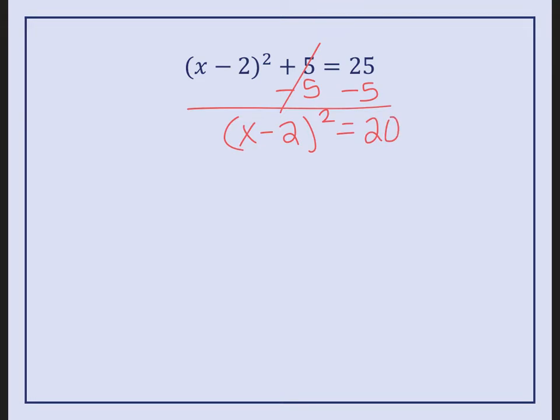Inverse of squaring something is going to be taking the square root of both sides. Remember, whatever you do to one side, you do to the other side. So now I have x minus 2 equals the square root of 20. Well, I can't take the square root of 20, so what can I do to find the square root of 20? So you can either do the factor tree or find perfect squares that go into it.